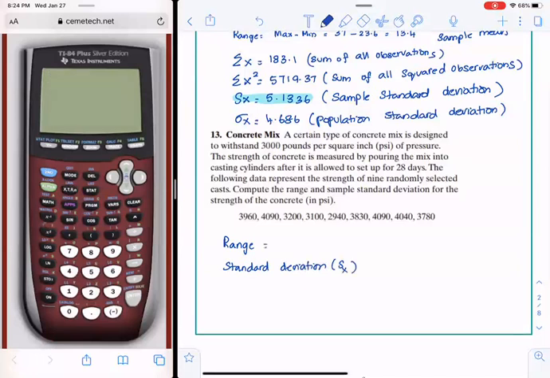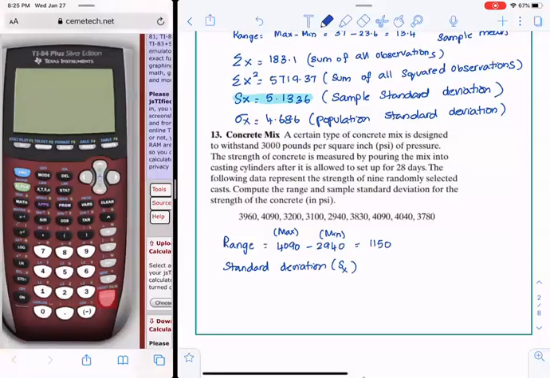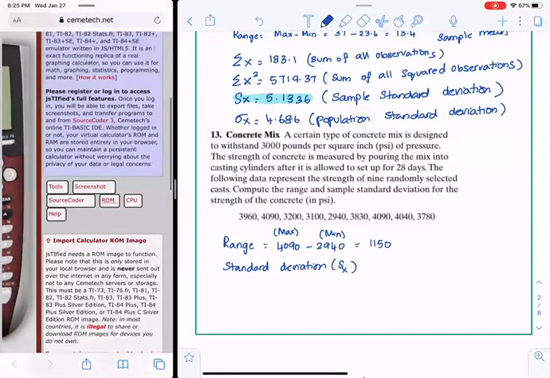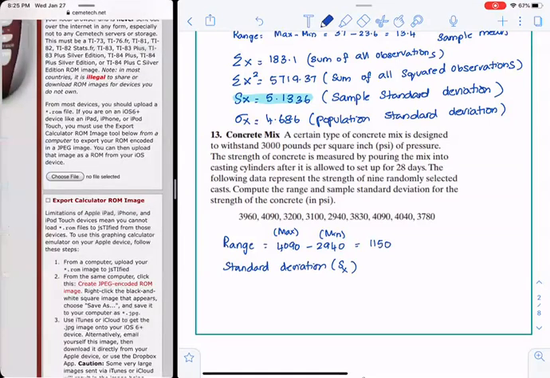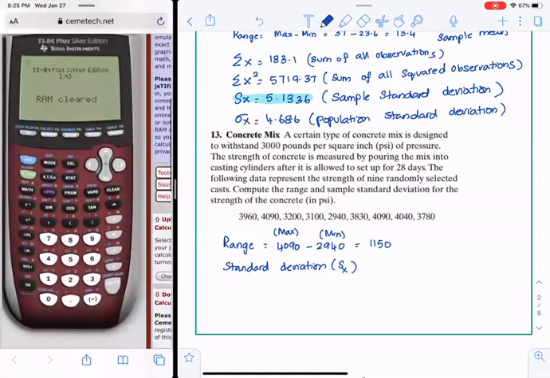The maximum value here is 4090. The minimum value is 2940. And that is going to give us 1150. To find the standard deviation, we make use of the calculator.